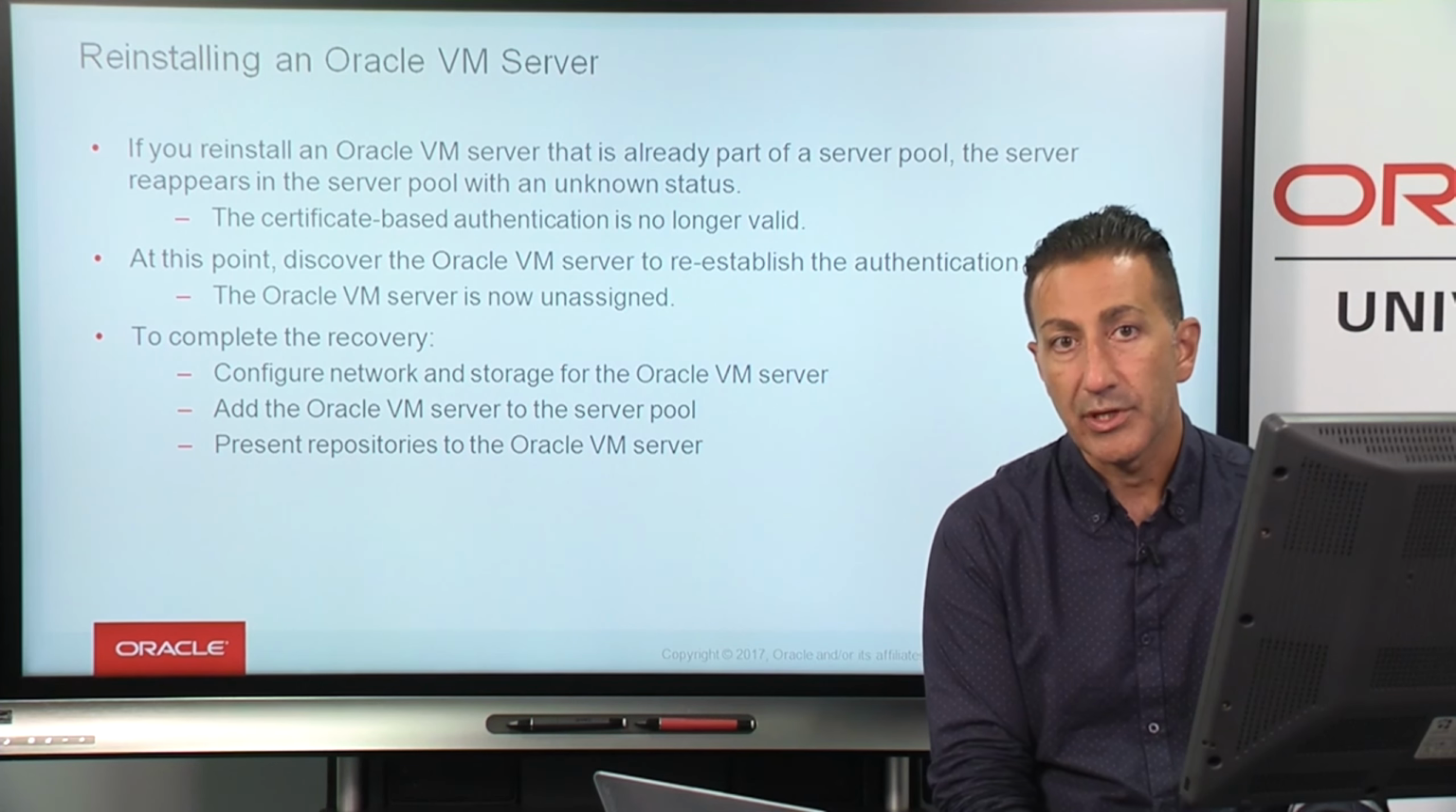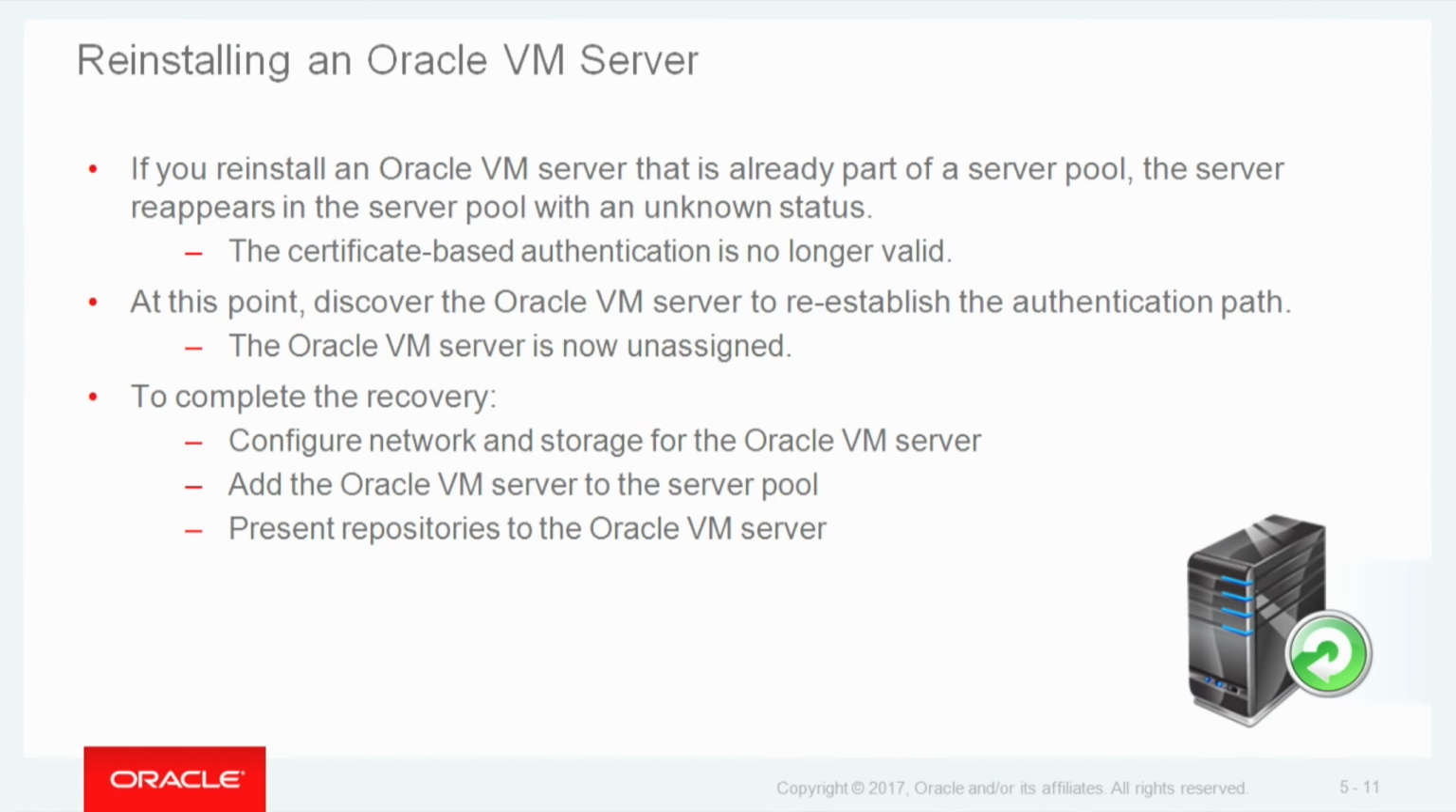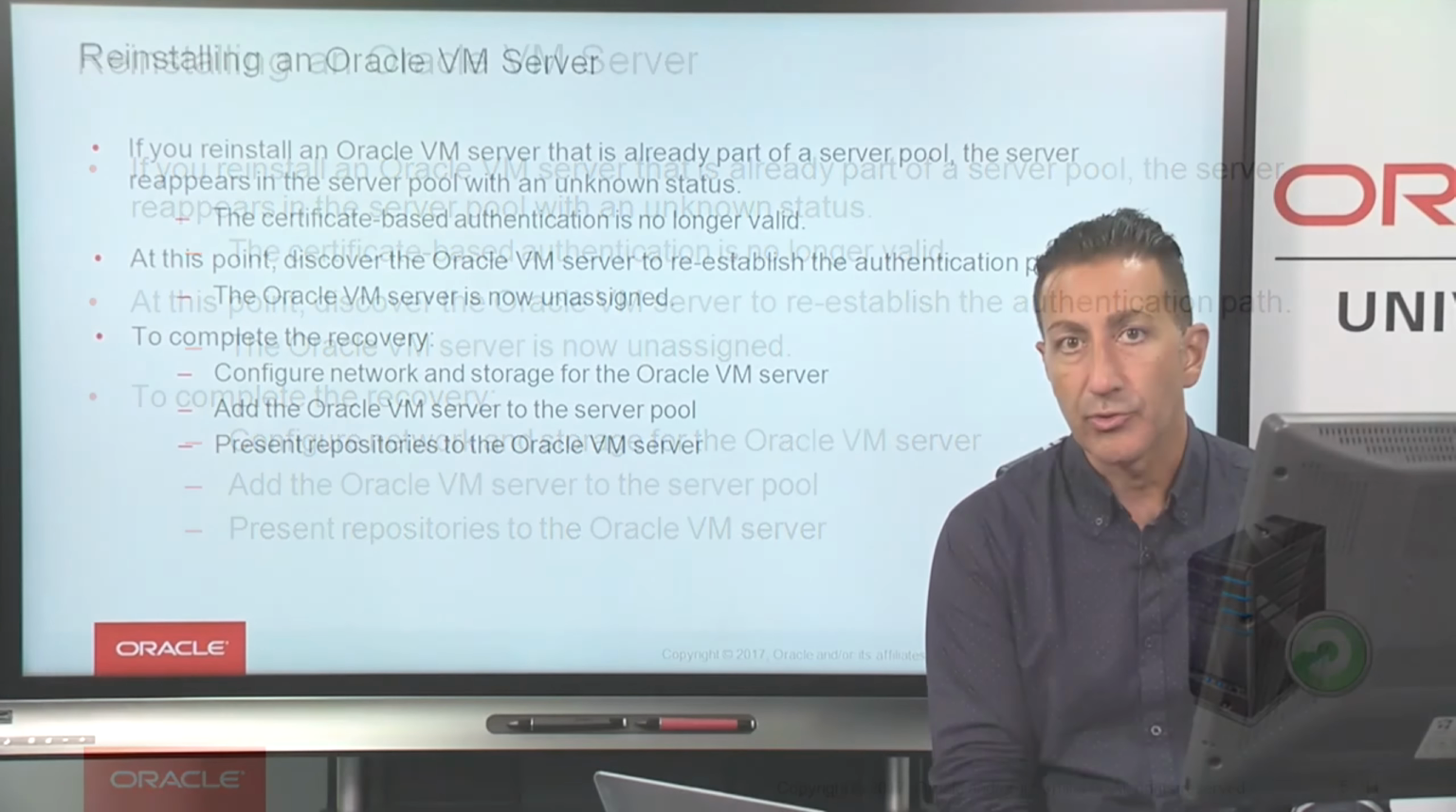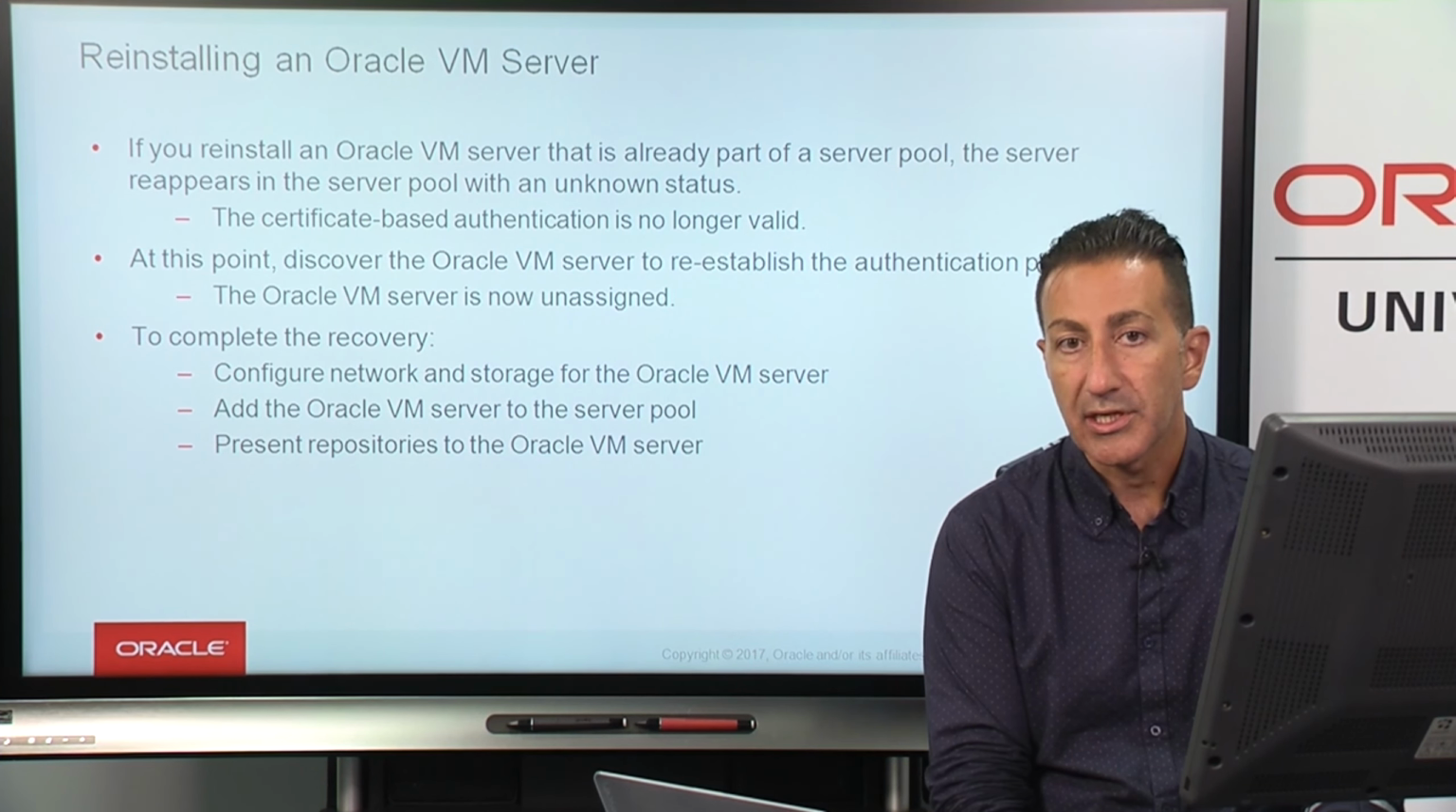Well, what happens, for example, if we need to perform a reinstallation of the Oracle VM server? If you reinstall an Oracle VM server that is already part of a server pool, the server reappears in the server pool with an unknown status, and the certificate-based authentication is no longer valid. So at this point, you need to discover the Oracle VM server to reestablish the authentication path. Now the Oracle VM server appears as unassigned. To complete the recovery, we need to configure the network and the storage for the Oracle VM server, add the Oracle VM server to an existing server pool, and present the repositories to the Oracle VM server.